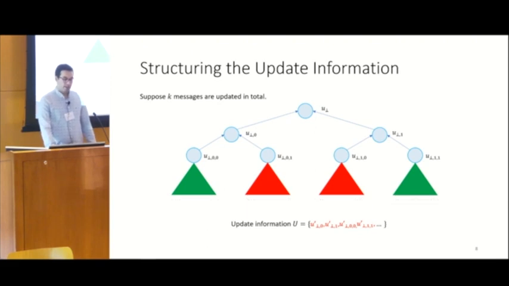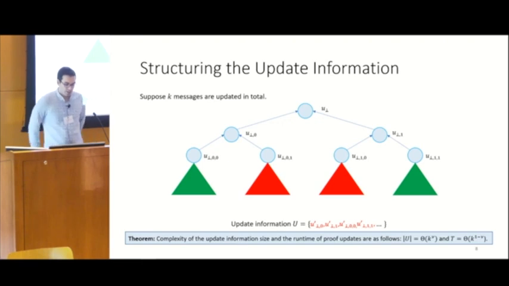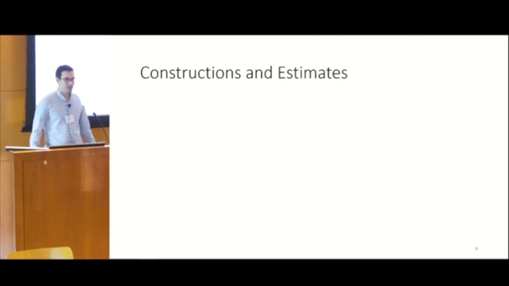Okay. Now, with this algorithm, we can basically achieve an update information size complexity that scales as k to the nu, and a runtime complexity for proof updates that scales as k to the 1 minus nu. All right. Okay, so far I have only been talking about asymptotics. Of course, everyone is interested in concrete numbers. So how the existing vector commitment schemes combined with our algorithm and characterization perform.